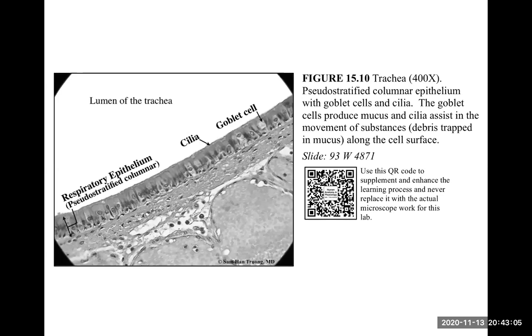Here's a look at the trachea, the pseudostratified ciliated columnar epithelium with goblet cells. The goblet cells will secrete mucus that trap any sort of particles in the air that should not be getting into your lungs. And then the cilia moves that mucus to get the mucus trapped particles out of the lungs.